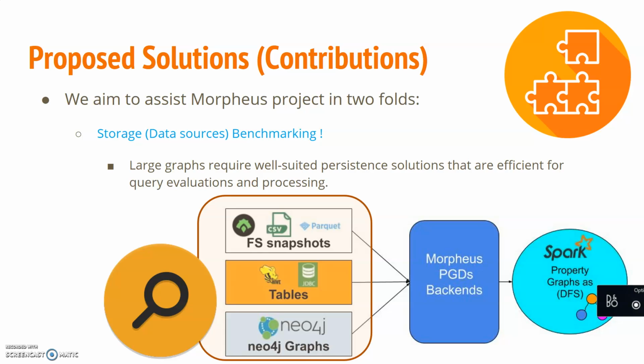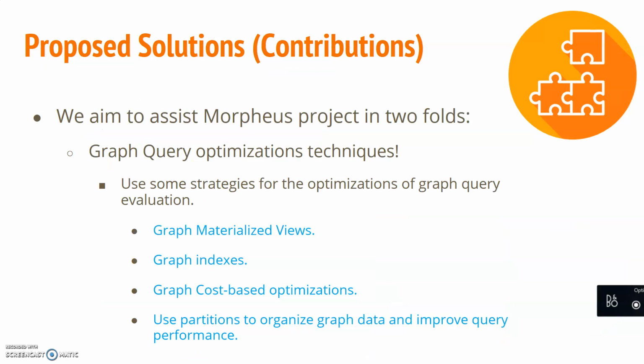And because large graphs do require well-suited persistence solutions that are efficient for query evaluation and processing, we aim to provide a comprehensive storage benchmarking on these PGDs for Morpheus to discover the best performing ones to store the graph data in. And we also aim to provide some graph-aware query optimization techniques. In particular, we aim to use some strategies to optimize graph query evaluation in the pure relational Morpheus. I will explain this more.